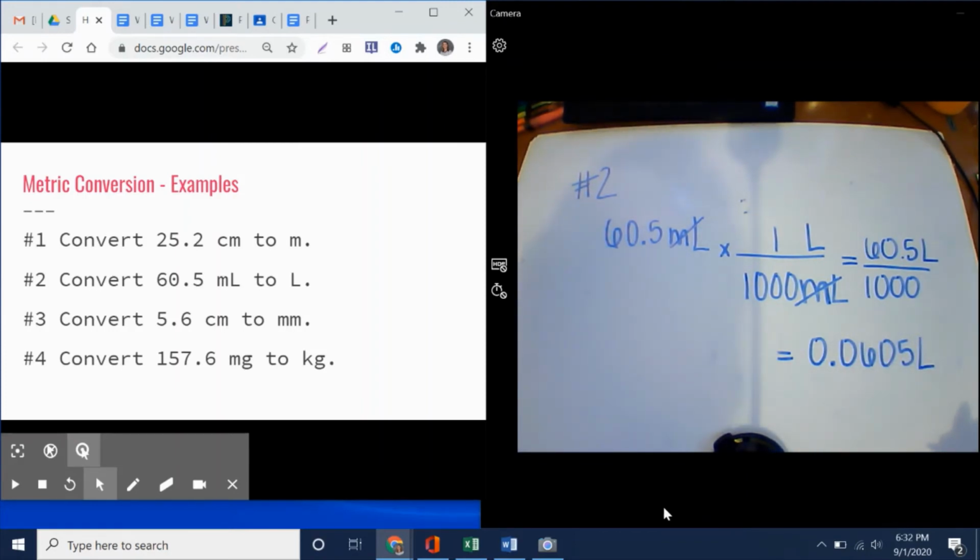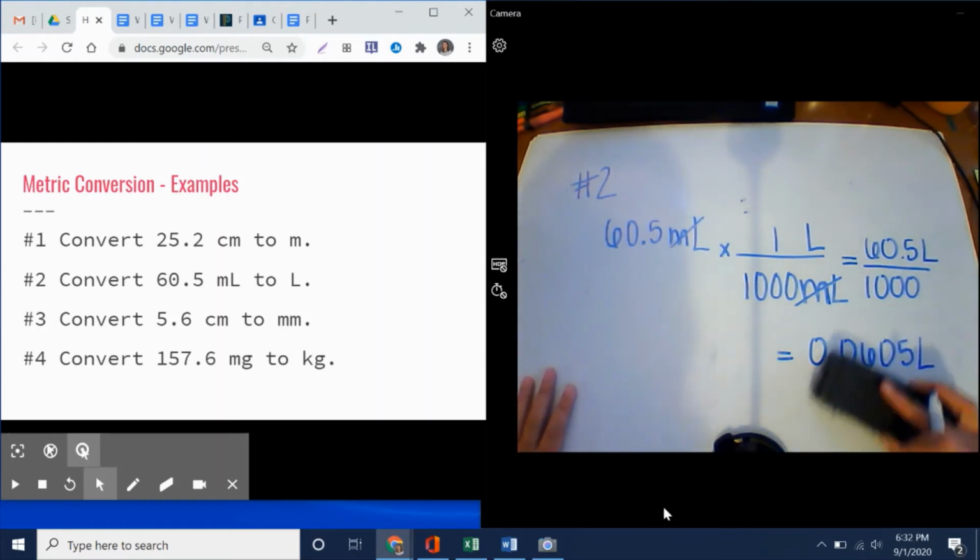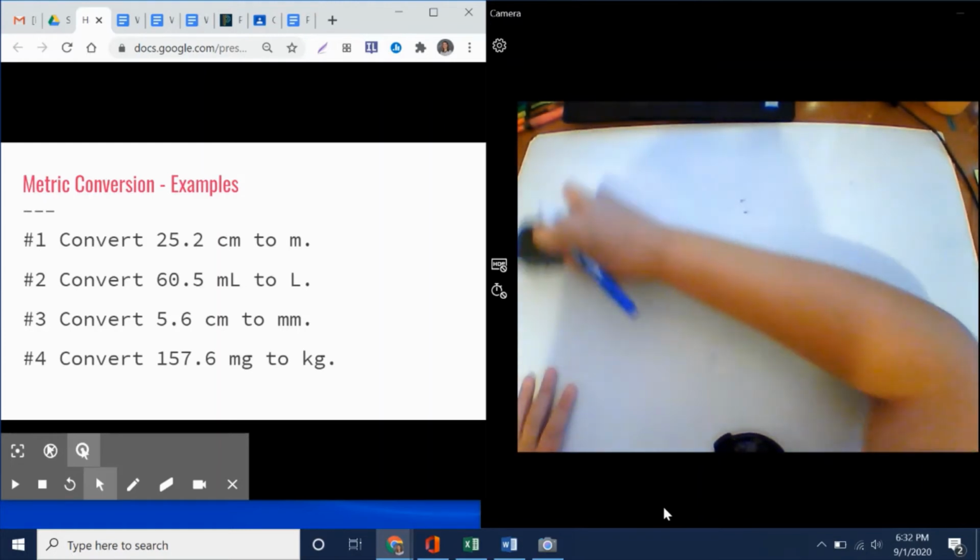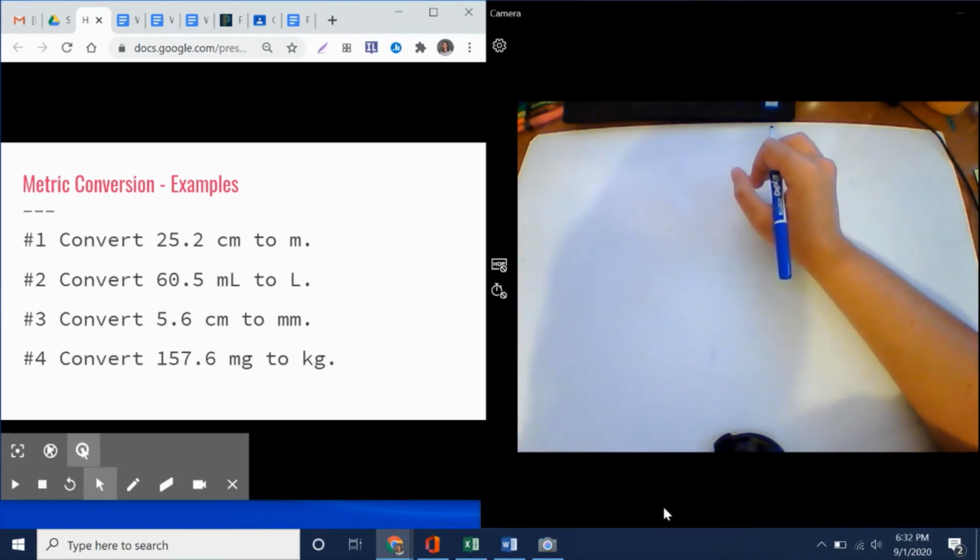So that tells us that 60.5 milliliters is the same as 0.0605 liters. All right, now we'll go ahead and do number 3 together. And number 3, you'll actually notice, has 2 prefixes, centi and milli.